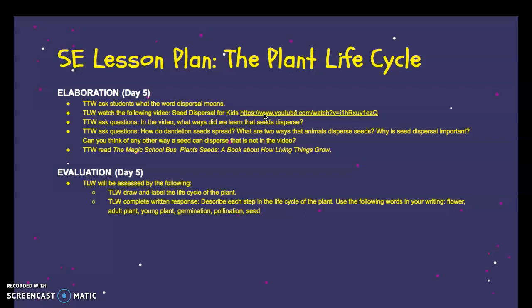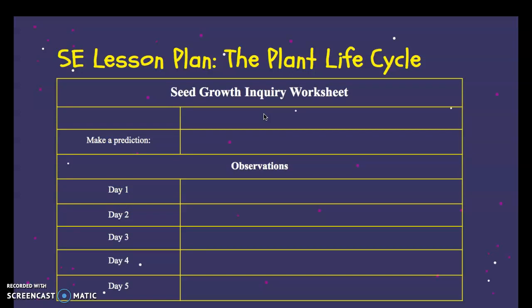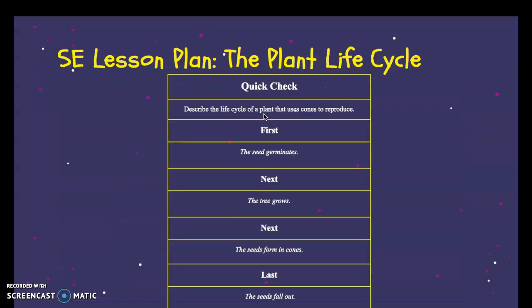So the students will be assessed by drawing and labeling the life cycle of a plant. And they will complete a written response where they describe each step in the life cycle of a plant using the following words in their writing. They'll have to use flower, adult plant, young plant, germination, pollination, and seed. And so they'll have a worksheet where they make their prediction for their seed growth inquiry project. They'll have 5 days where they write down their observations. This will be their quick check.